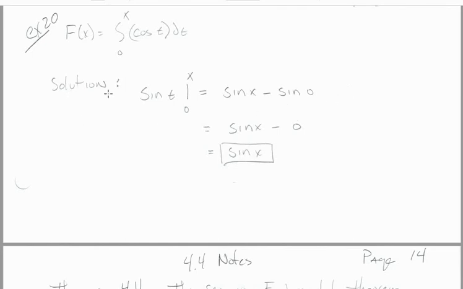So the solution: sine of t is the antiderivative of cosine of t, right? If I took the derivative of sine of t, I would get cosine of t. And we're going to evaluate that from 0 to x. So sine of x minus sine of 0. Sine of 0 is actually 0. So our solution in this case is literally just sine of x.